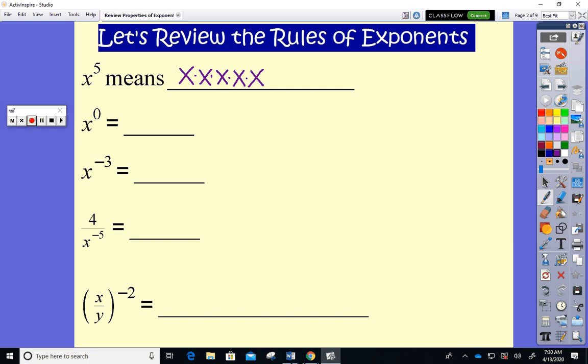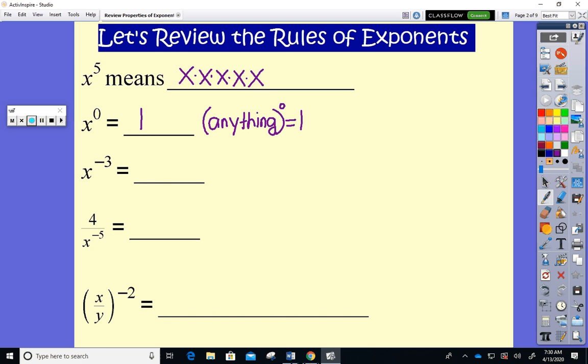So what does x to the 0 mean? 1. And that's a little unusual, and I'll explain it more for you in just a little while when we get into division. But anything, it doesn't matter how complicated it is, anything raised to the 0 power automatically goes to 1. And again, later in the video, I'll mention why that is.